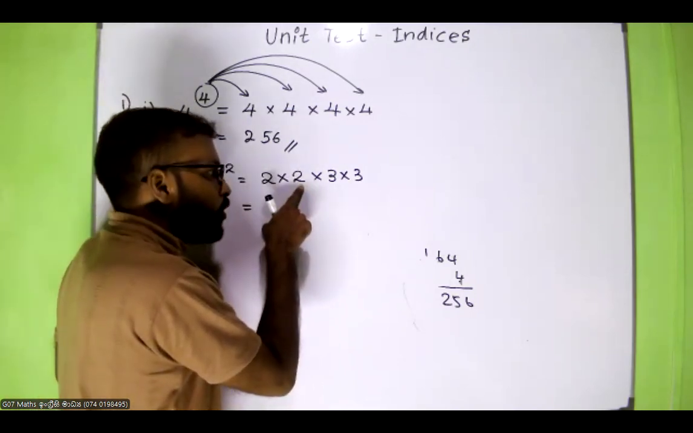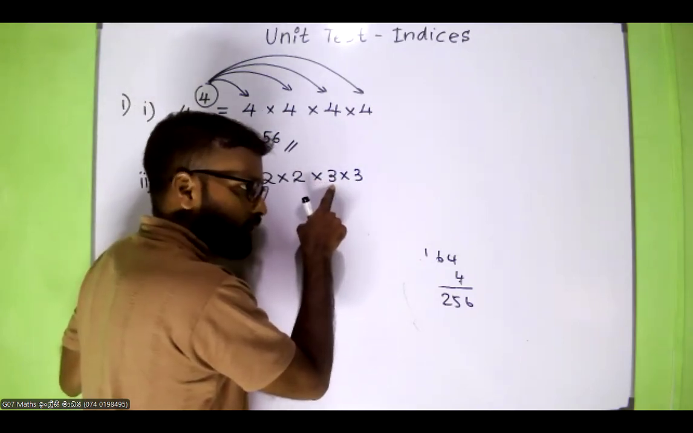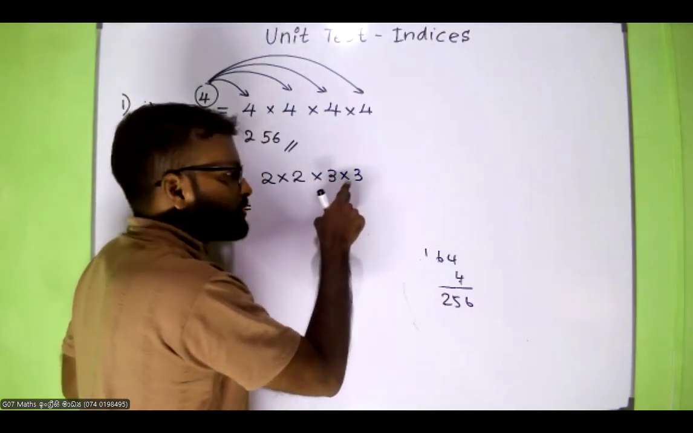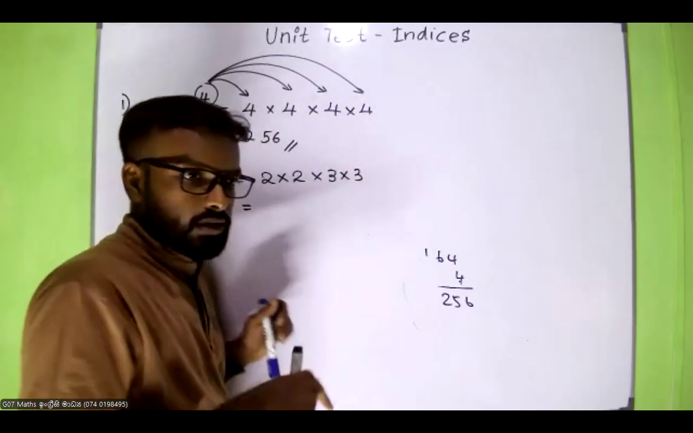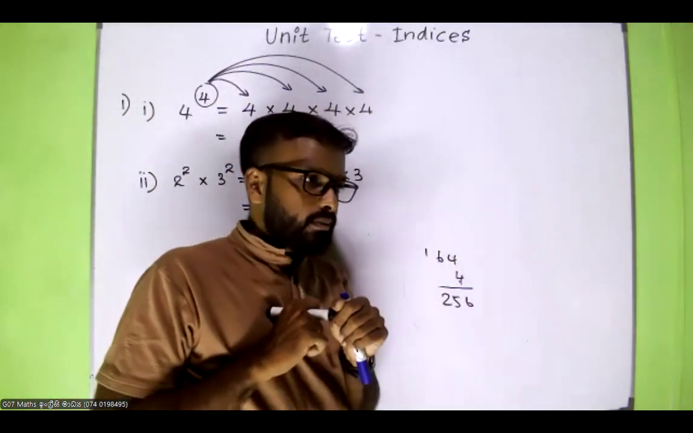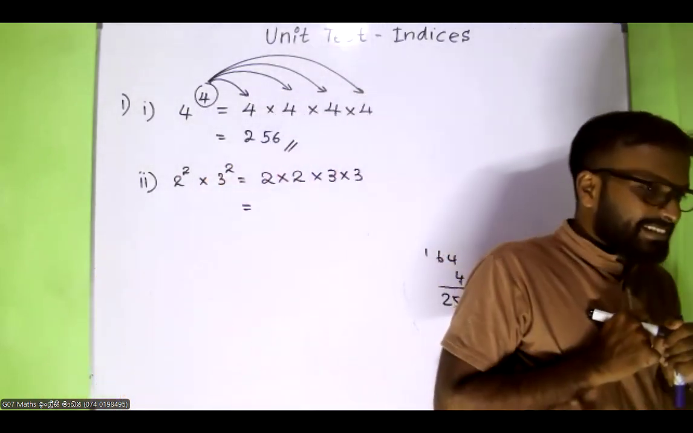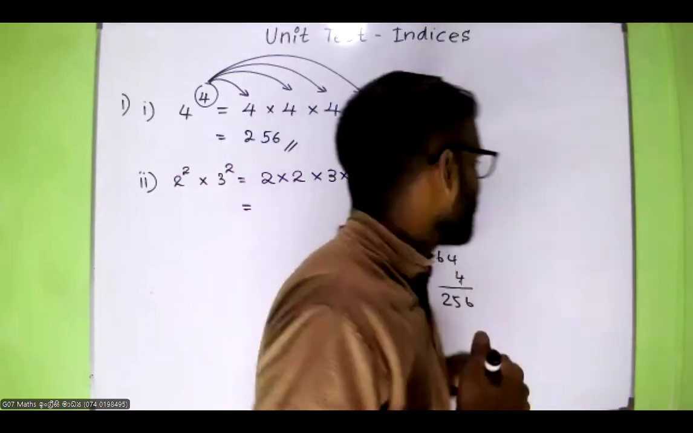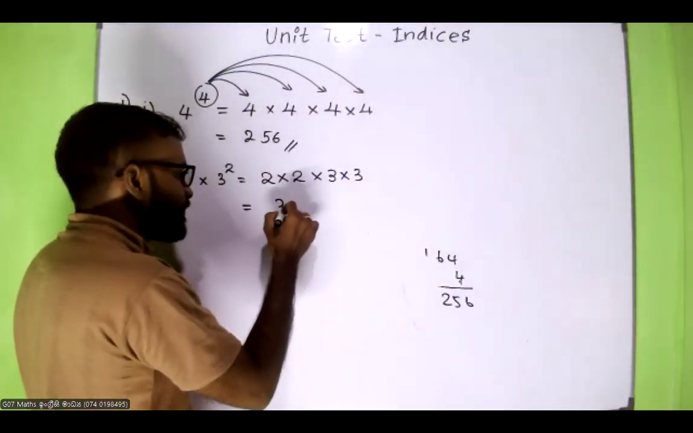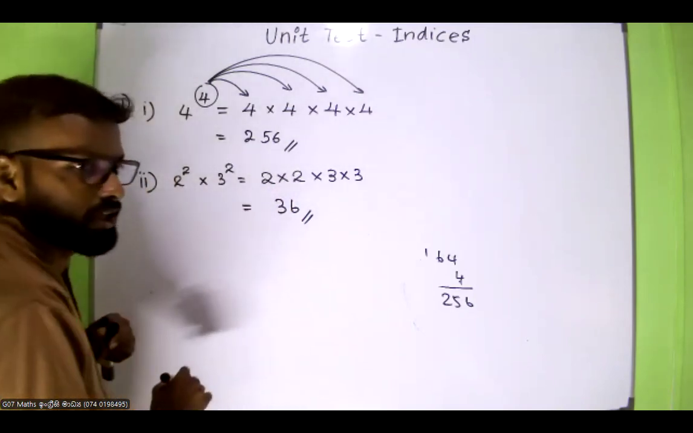2 times 2, 4. 4 times 3, 12. 12 times 3. Nevinu, what is the value of 12 times 3? 36 sir. Yeah, super. Right, 36. So the value of this one is 36.